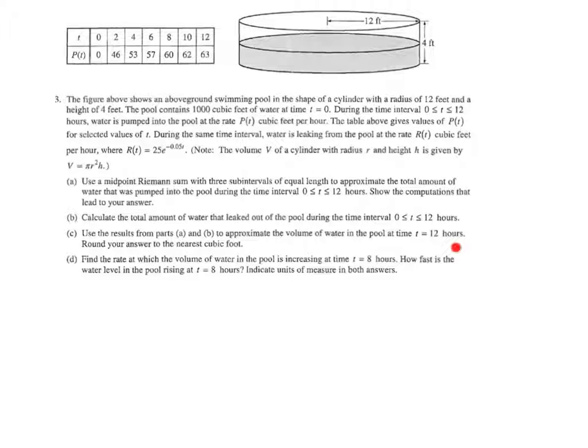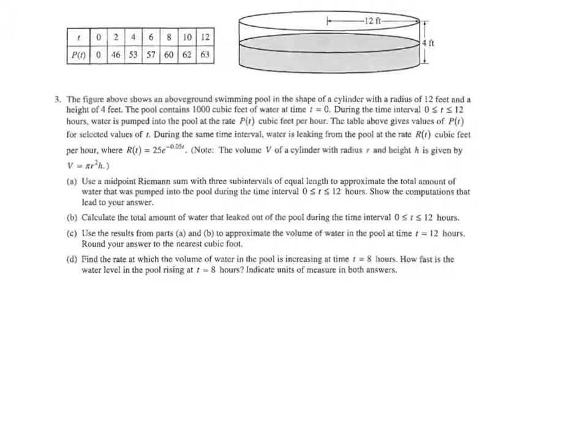For part C, use the results from part A and B to approximate the volume of the water in the pool after 12 hours. And they want you to round your answer to the nearest cubic foot. Okay. Keep in mind, you have to go through and recognize what the 2 integrals in A and B are telling you, and use the given information along with A and B to go through and find that total amount of water that's in that pool.